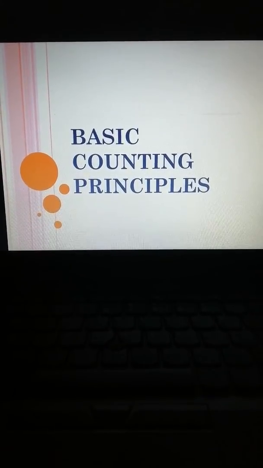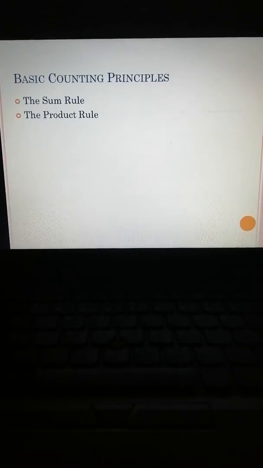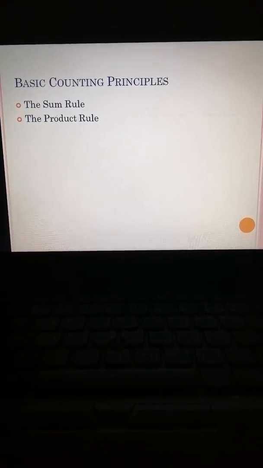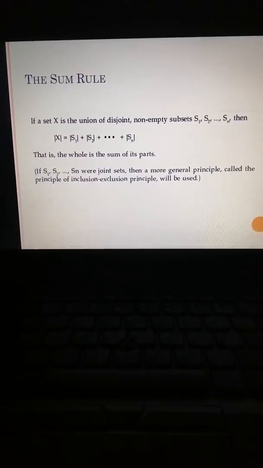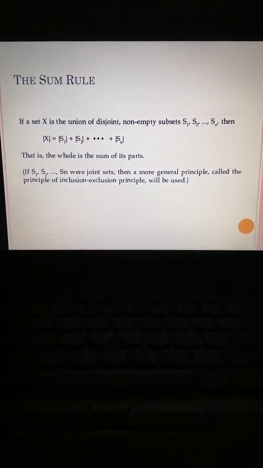Basic counting principles. Basic counting principles has two elements, the sum rule and the product rule. Let's define the sum rule.